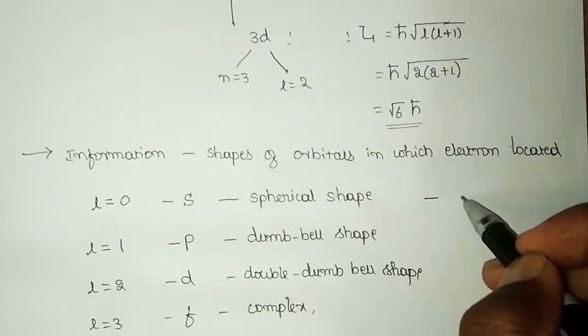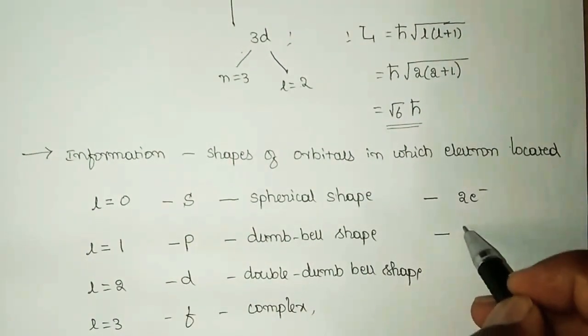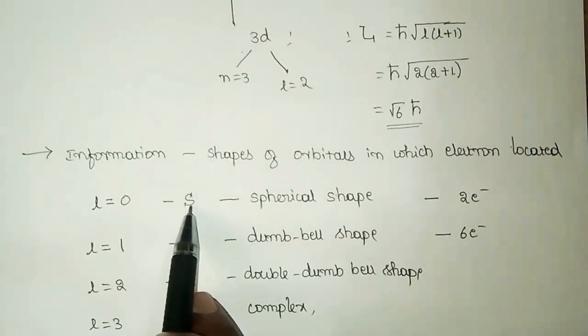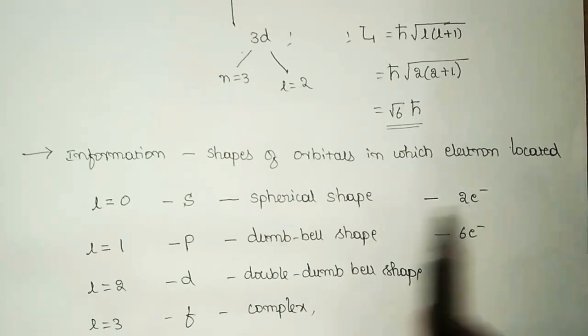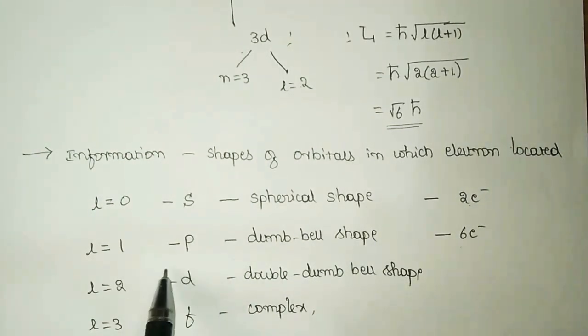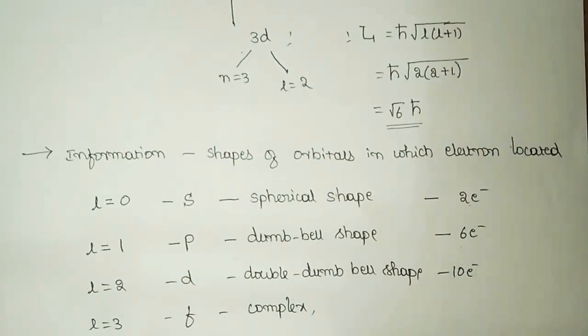let me say it in this way, an s subshell can accommodate a maximum of 2 electrons. A p subshell can accommodate a maximum of 6 electrons. Similarly, a d subshell can accommodate a maximum of 10 electrons.